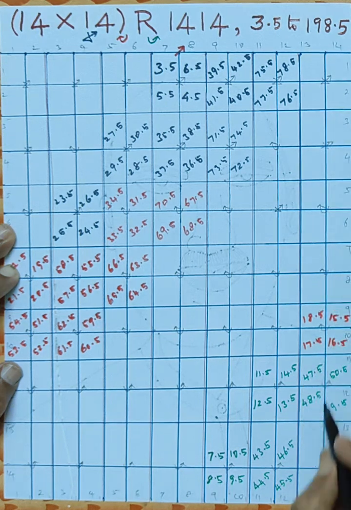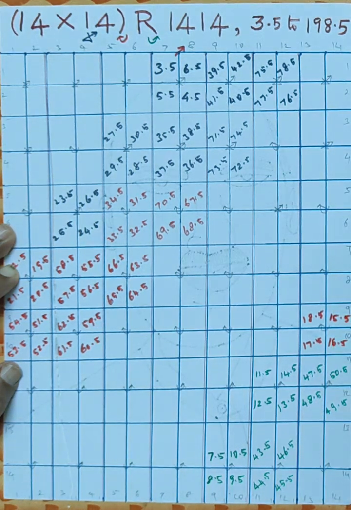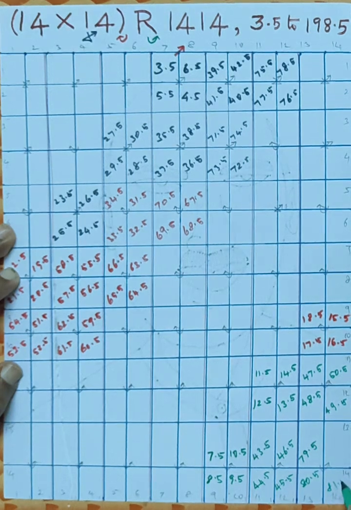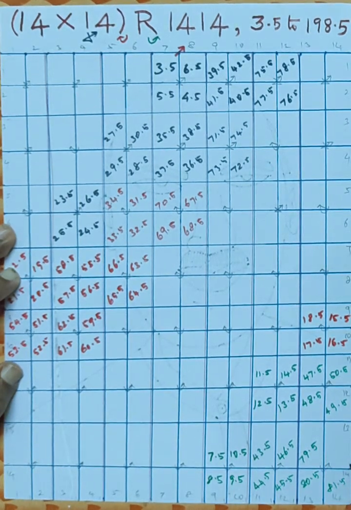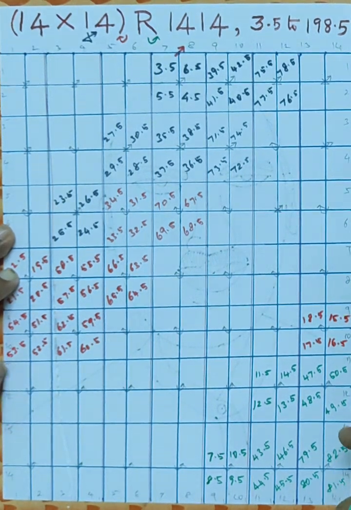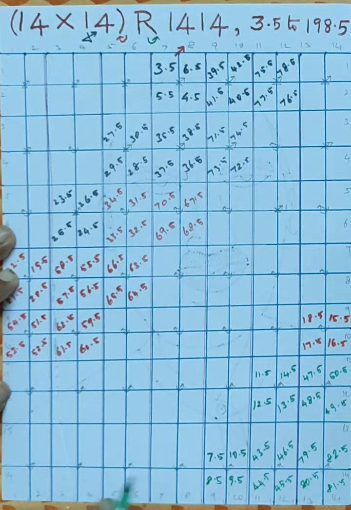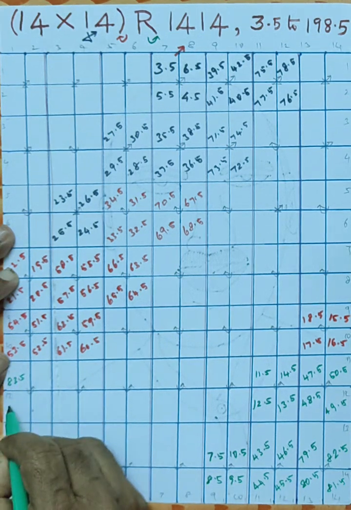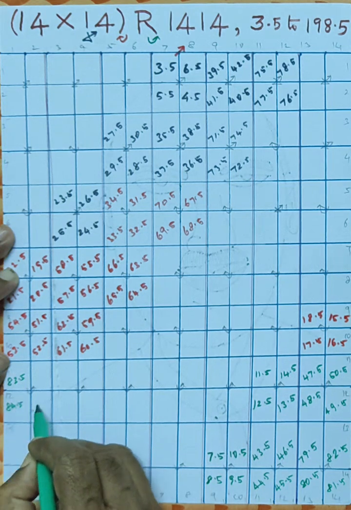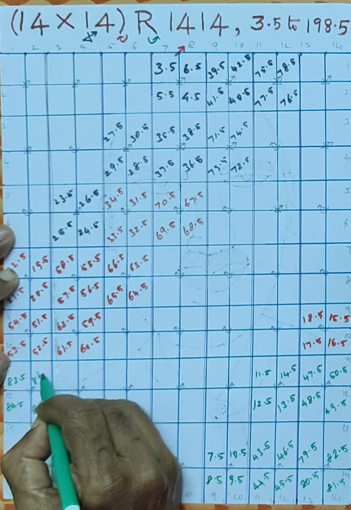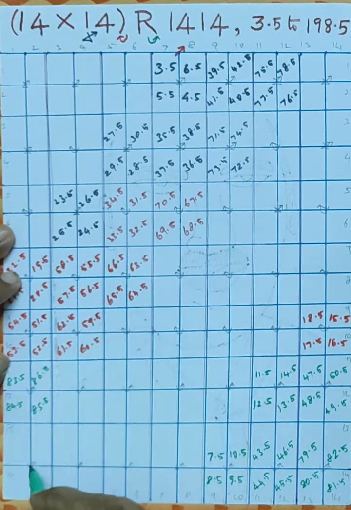73.5, 74.5, 75.5, 76.5, 77.5, 78.5, next column come down. 79.5, 80.5, 81.5, 82.5, previous row forward left. 83.5, 84.5, 85.5, 86.5, can't move this direction, come down.